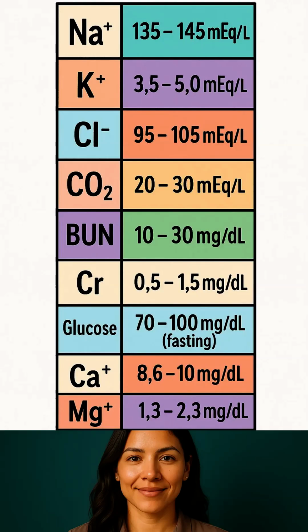Let's understand what electrolytes are. They're electrically charged particles essential for body function, divided into positively charged cations and negatively charged anions. The major cations include sodium, primarily found in extracellular fluid, potassium, mainly intracellular, calcium, magnesium, and hydrogen ions. The major anions include chloride, mostly extracellular, bicarbonate, phosphate, primarily intracellular, sulfate, and protein-bound ions. We measure electrolytes in milliequivalents per liter, which indicates their chemical activity in the body.